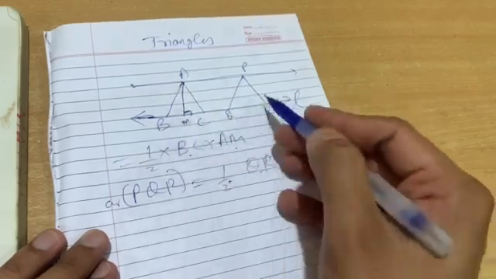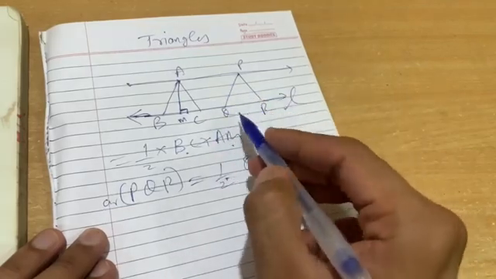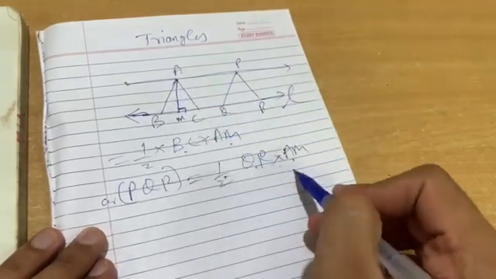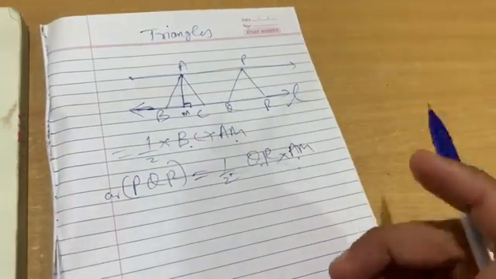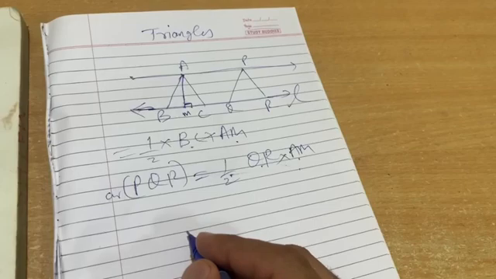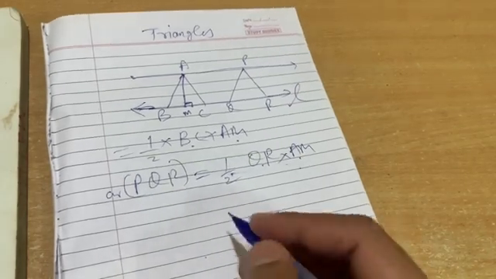So this is also height, this is also height for this. For the triangle PQR, the base is QR and AM will be the height, because you cannot take PQ and PR as height since they are not perpendicular. As you have learned in lower classes, the perpendicular is always taken as height.